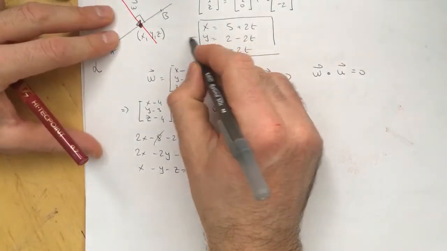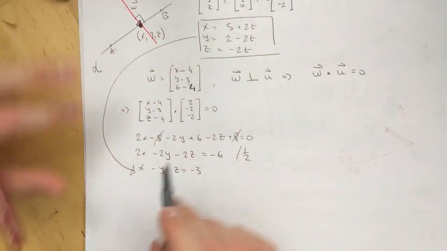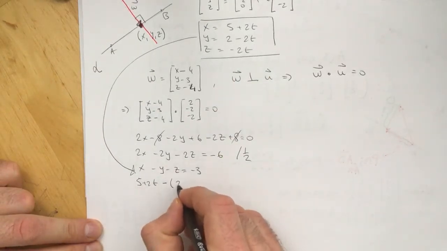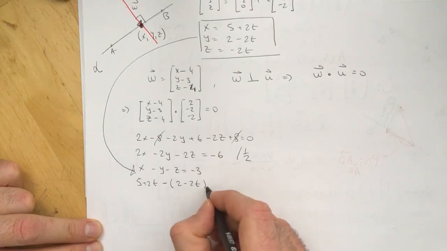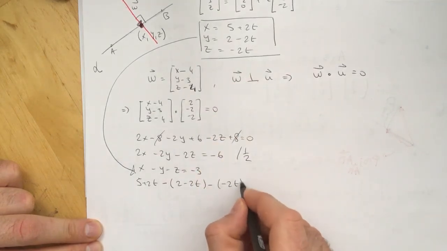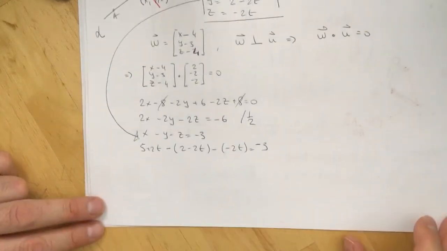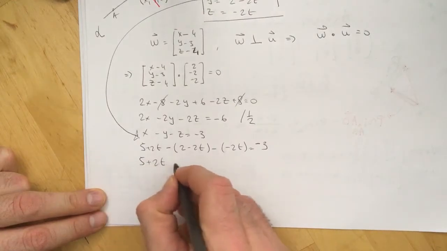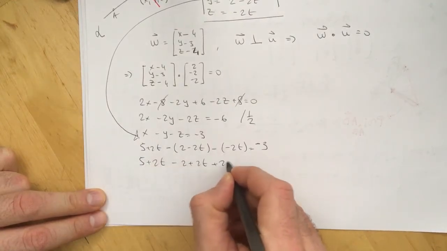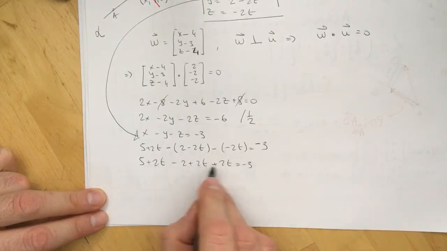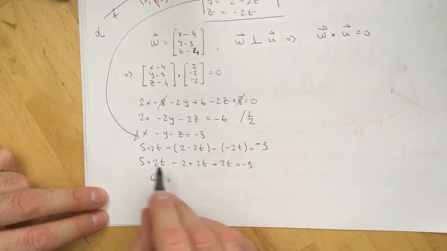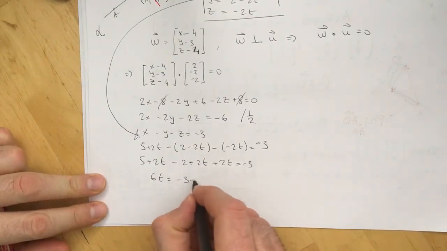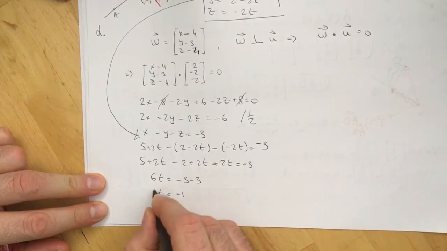So what if we plug this x, y, and z in terms of the parameter t? Here I have 5 plus 2t minus 2 minus 2t minus z, which is negative 2t, is equal to negative 3. And what do we have? An equation with one unknown. That's easy for us to solve. 5 plus 2t minus 2 plus 2t plus 2t is equal to negative 3. 2 plus 2 plus 2 is 6t is equal to negative 3 minus 3, so t is equal to negative 1.